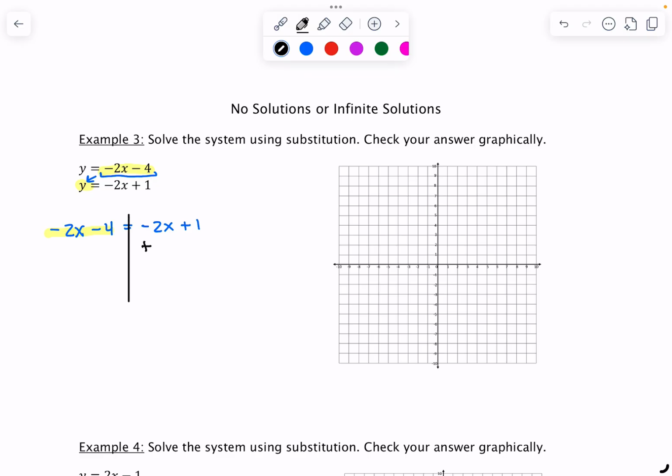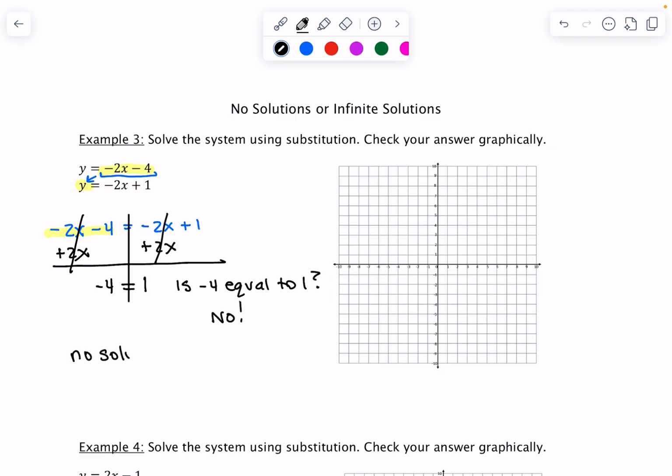Now I'm going to go ahead and solve. I'm going to add the 2x to both sides. These cancel and these cancel. So I'm going to bring down that -4, bring down that 1, and ask myself the question, is -4 equal to 1? The answer is no, it's not. So this is no solution.